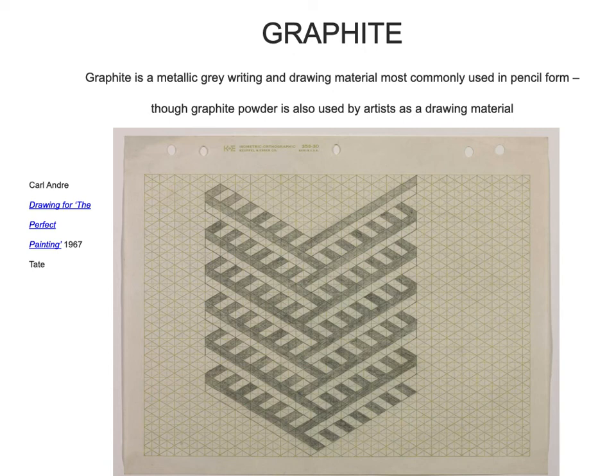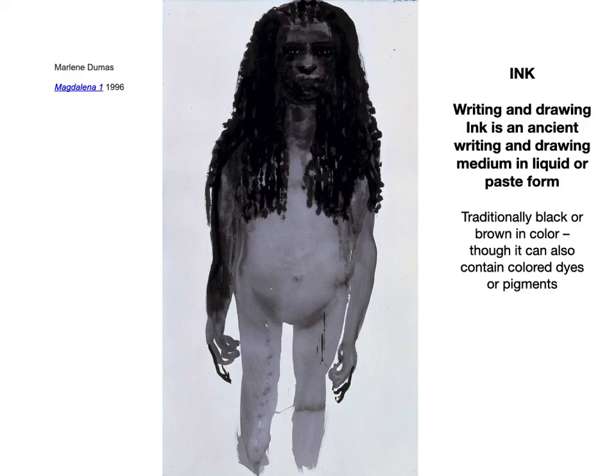Here we have, as an example, a drawing by Carl Andre, Drawing for the Perfect Painting, in which he's used a geometric patterned paper to start with.